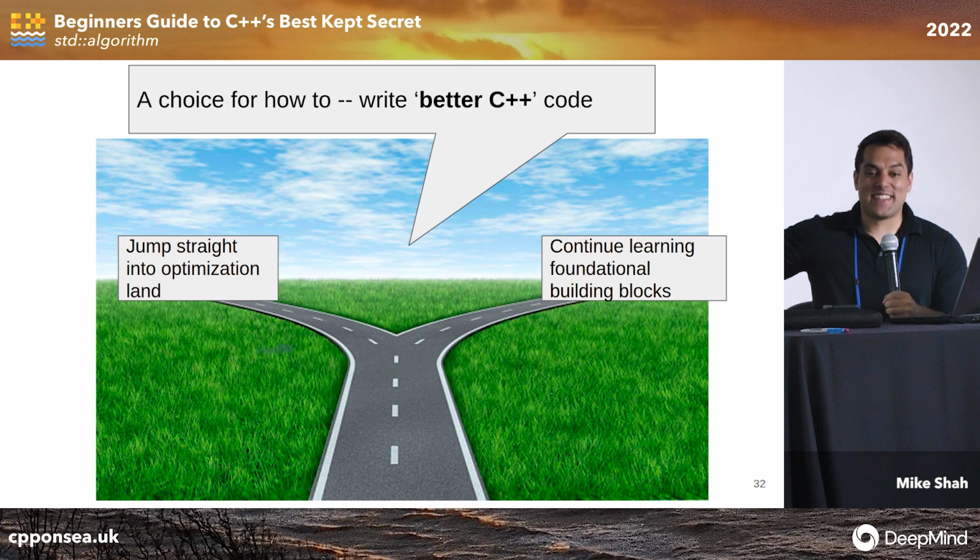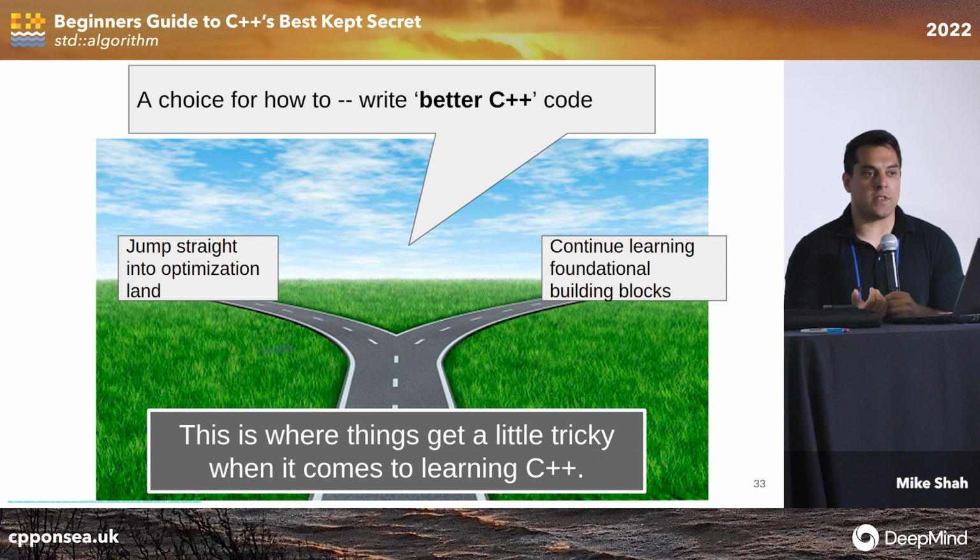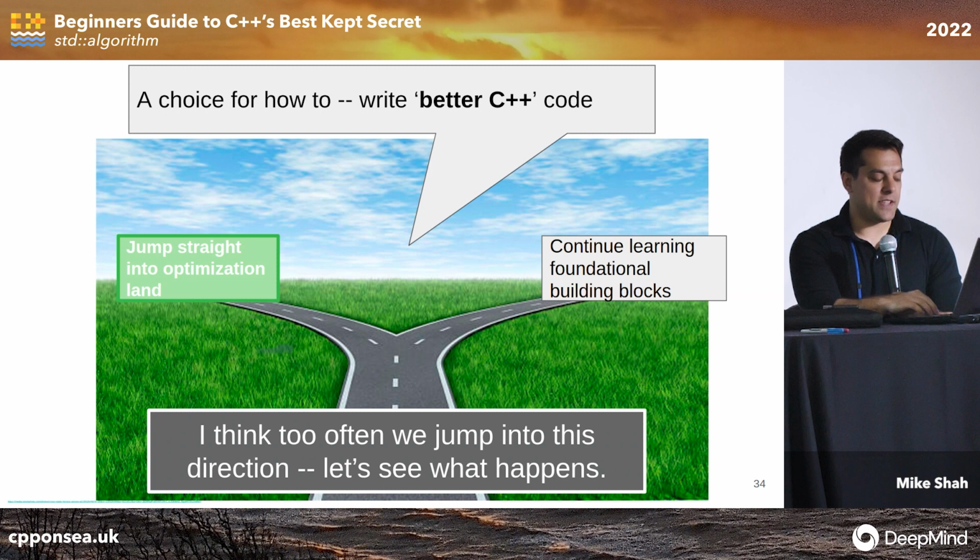We're going to jump straight into optimization land, right? That's why we're using C++. It's an exciting language. We have lots of control. Or we can continue learning more foundational building blocks. And I'll talk a little bit about what that means. This gets a little bit tricky when learning C++, where the next step is to go. Or even as an educator, what's the next thing that I should show you? Let's go ahead and jump straight into the optimization land, though. Because again, this is why we're interested or probably using C++. If not, we might use a different language.